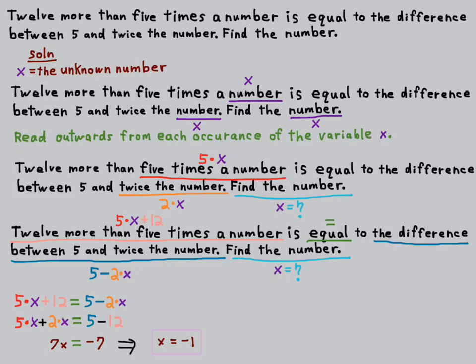So, check and see if it works. 12 more than 5 times a number. Let's see. 5 times that is minus 5, and 12 more than that is 7, is equal to, I might jot 7 down, the difference between 5 and twice the number, 5 minus 2 of that. Well, 2 times that is negative 2, so it's 5 minus a negative 2, which is 5 plus 2 is 7, so they're equal. That, you might want to write out part of it.